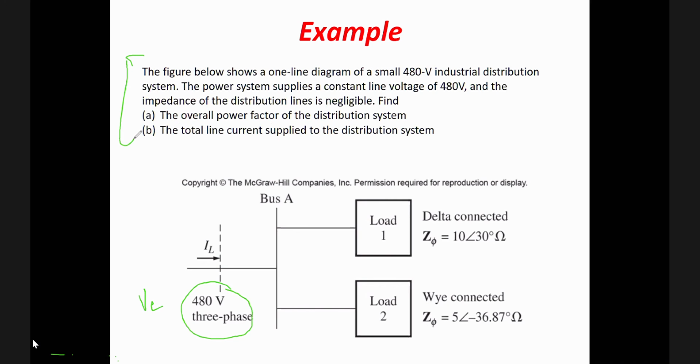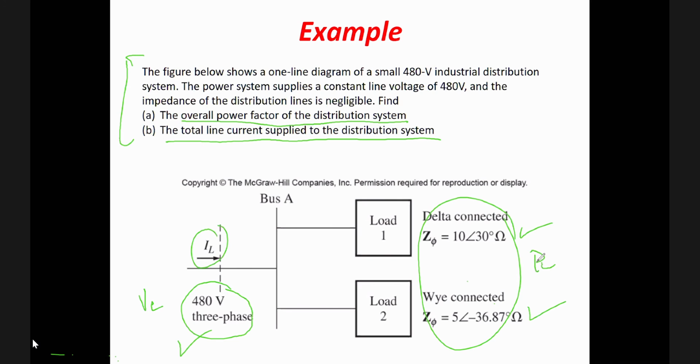So this is a similar example to what you had in the homework, where you have two loads connected in parallel, one delta, one Y, you have the impedances, and you have the line voltage from the source connected to both of them. And you just need to find the overall power factor of the distribution system and the total line current supplied by the distribution system. So you need to find the power factor of both of them and this line current. How can we find the power factor? It should be easy.